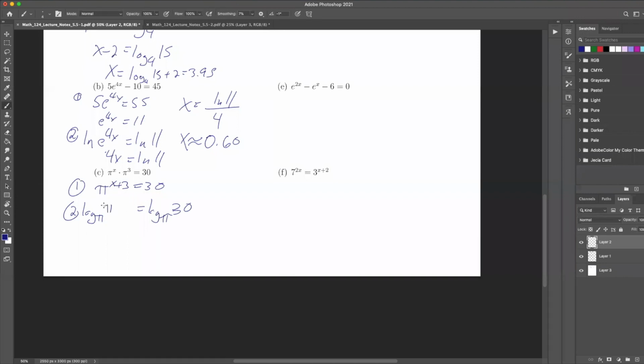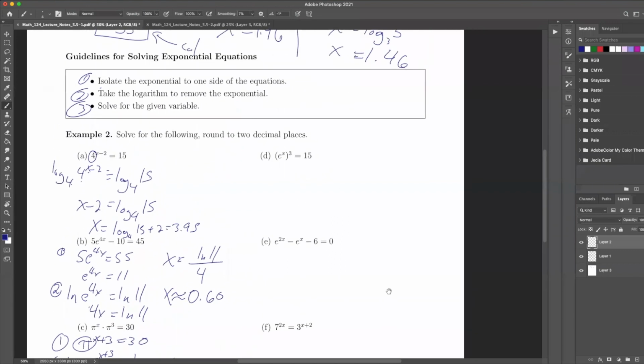Log base pi of pi to x to the third. Now the reason we always use whatever the base is because this cancels each other. And then here I have log base pi of 30, so x is equal to log base pi of 30 minus 3. I crunch that through a calculator, and that's going to equal minus 0.03.